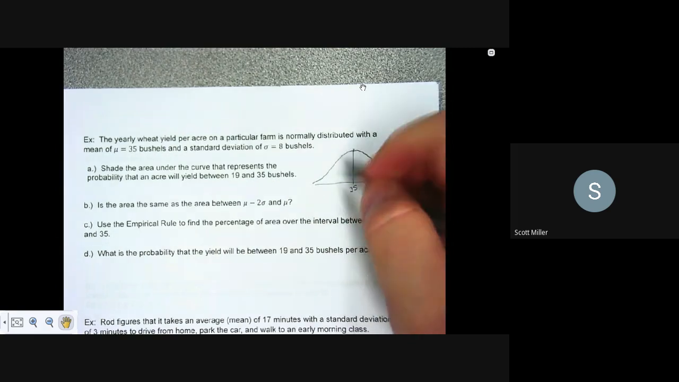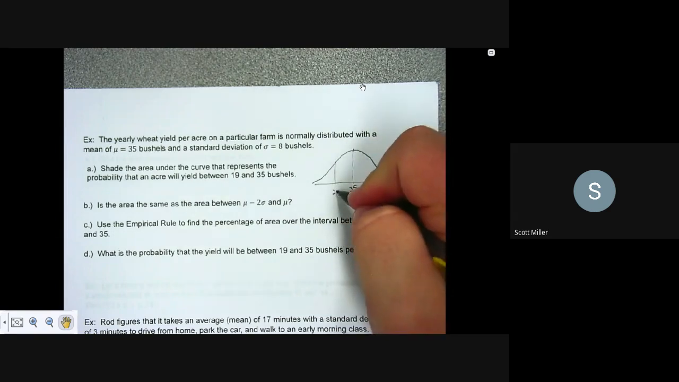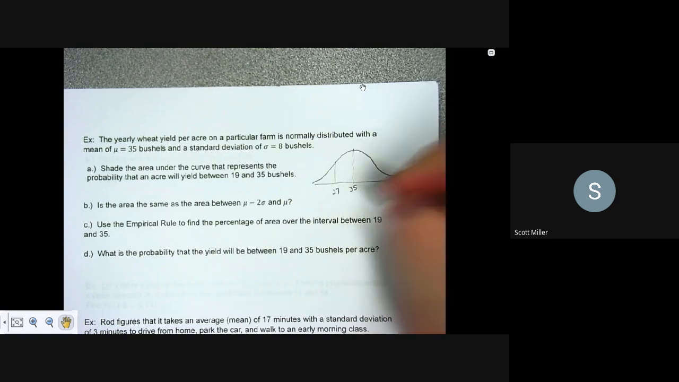And where would a standard deviation of 8 be? So one standard deviation in this direction, we're going to go between 19 and 35. So 19 is over here. If I take 35 and subtract 8, then I get one standard deviation. This would be at 27, because 35 minus 8 is 27. And then if I take 8 from this, then I'm over here at 19.